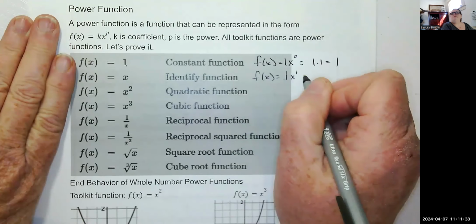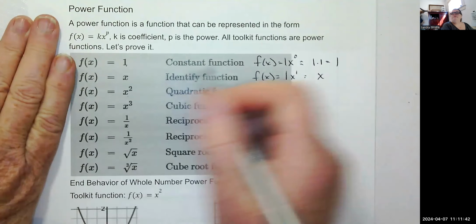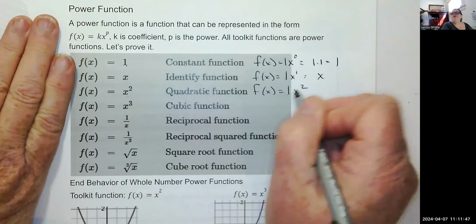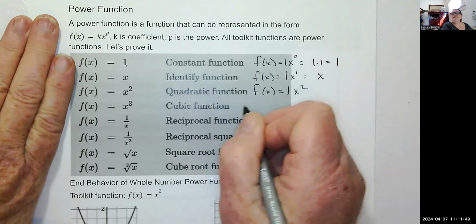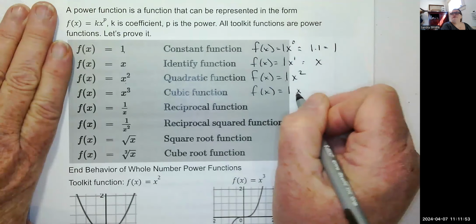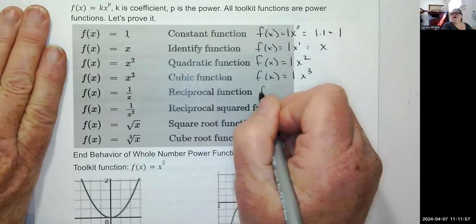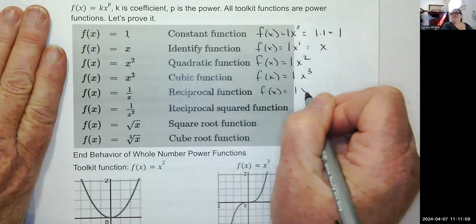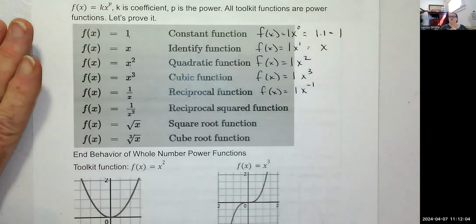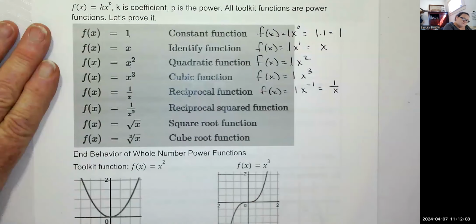Coefficient, power, and that's also equal to our x. X squared: f(x) = 1 x squared. We've got a coefficient and a power. Same thing. Cubic: f(x) = 1 x cubed, coefficient and power. Reciprocal: f(x) = 1 x to the negative 1. Remember the negatives, move it back to the denominator, which equals 1 over x.